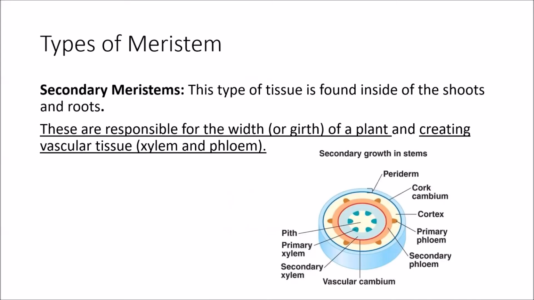All right, the next type of meristem that we're going to talk about is called the secondary meristem. Okay, now with the secondary meristems, this type of tissue is found inside of the shoots and roots. These cells are going to be responsible for increasing the width or the girth of a plant. It's also going to create vascular tissue throughout the stem and the roots. Okay, so they're going to create xylem and the phloem.